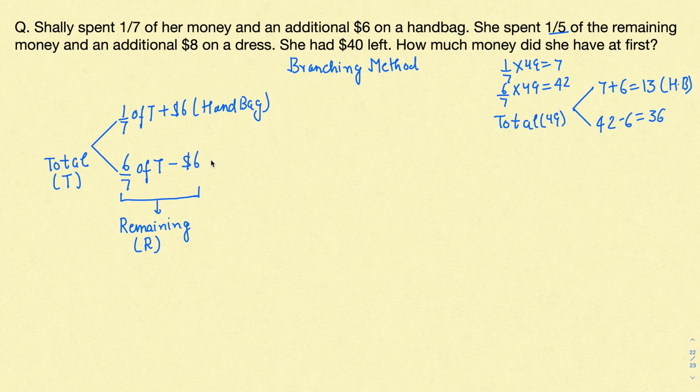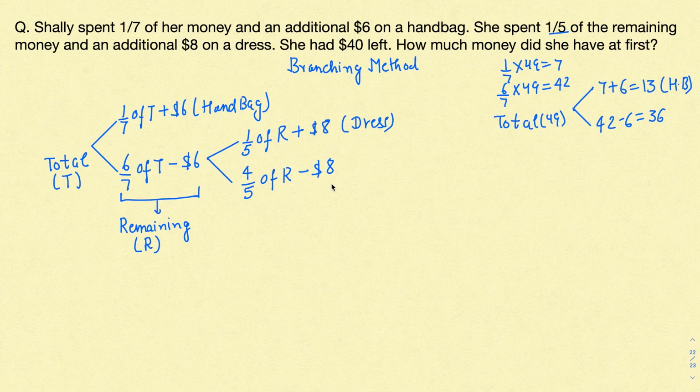So what she is doing, she is spending 1/5 of, now we won't write total, we will write 1/5 of R. Why R? Because she is spending 1/5 of the remaining money, plus an additional $8 on the dress. So how much is she left with? If she has spent 1/5 of the remaining, obviously she is left with 4/5 of the remaining money, that is 4/5 of R minus $8, same as here.